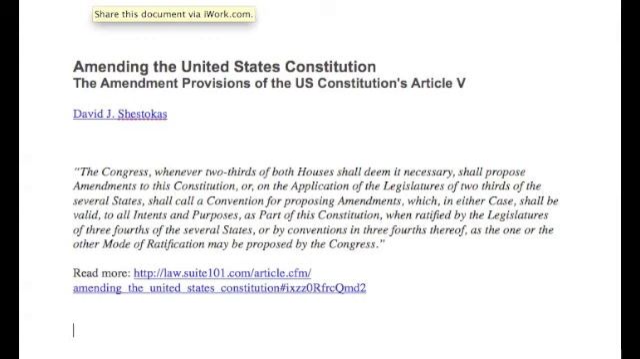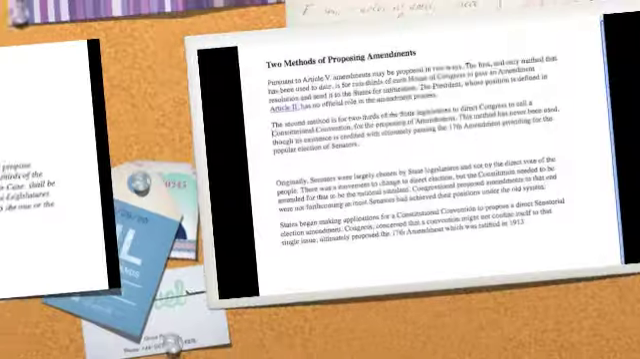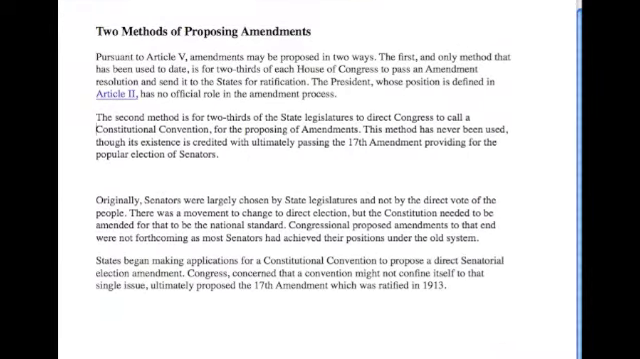We've had several examples. If you go back, there are hundreds of amendments that have been proposed but not approved, and only 27 have actually been officially added to the Constitution.